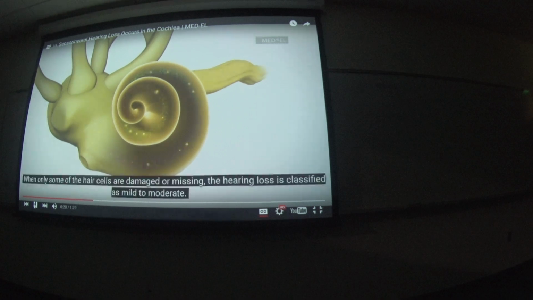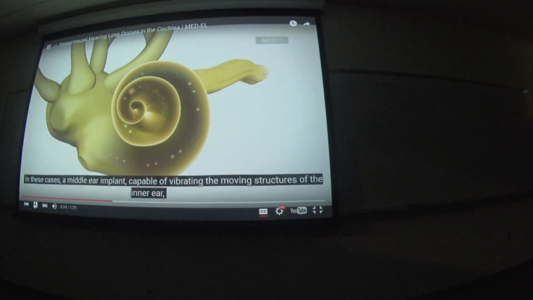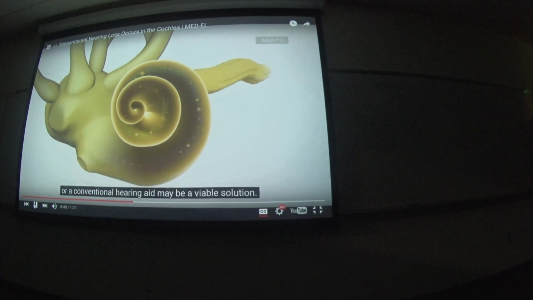When only some of the hair cells are missing, the hearing loss is classified as mild to moderate. In these cases, a middle ear implant capable of vibrating the moving structures of the inner ear or a conventional hearing aid may be a viable solution.